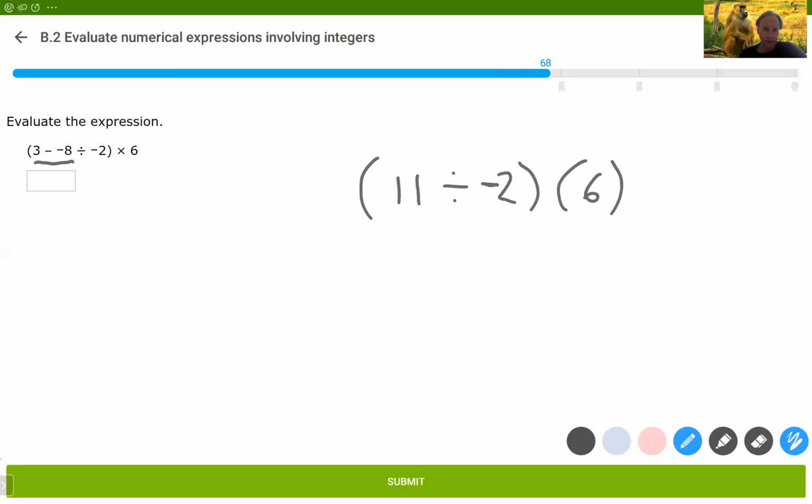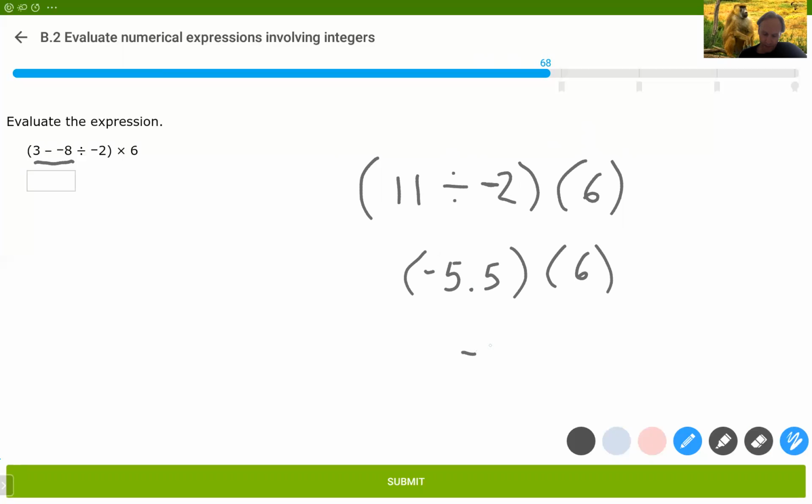In this particular case, a fraction works just as well. I know some people don't like improper fractions. It doesn't matter. Either way you do this, you're going to end up with 11 divided by negative 2 is negative 5.5. Some people are going to grab their handy dandy calculator, which is not a good idea. If you multiply these, hopefully you can do it in your head.